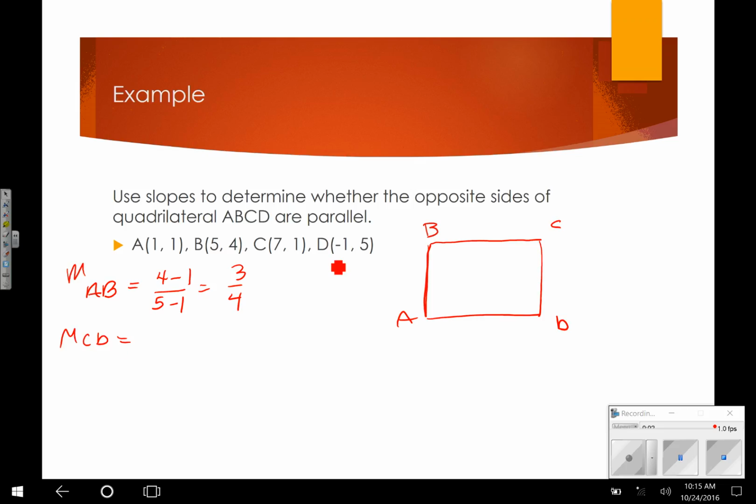Okay, so CD is going to be 5 minus 1 over negative 1 minus 7, which is going to give us 4 over negative 8, which is going to give us negative 1/2. Okay, so here we can see that our slopes are not parallel. Okay, I'm going to stop right there. Now, A, B, C, D, be careful when you name a quadrilateral, you name it going around without a skip.